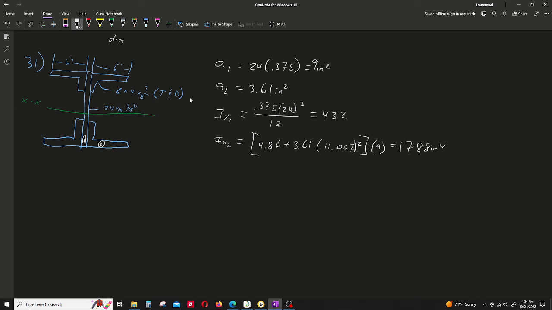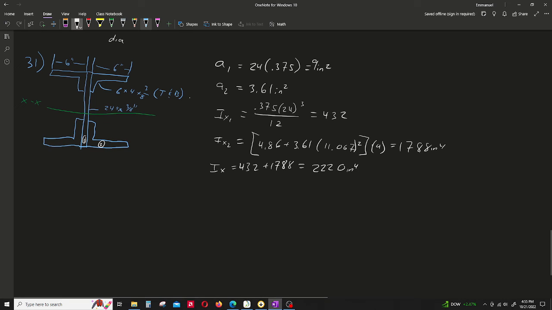And so lastly we have our total Ix is just 432 plus 1788. And this gives us 2,220 inches to the 4th.